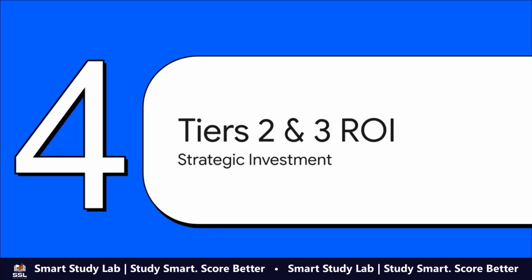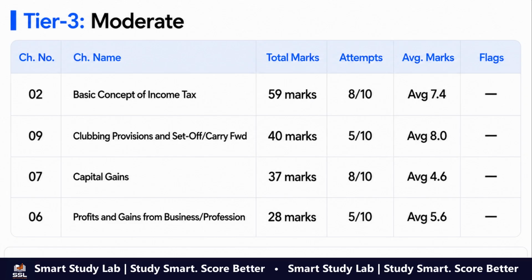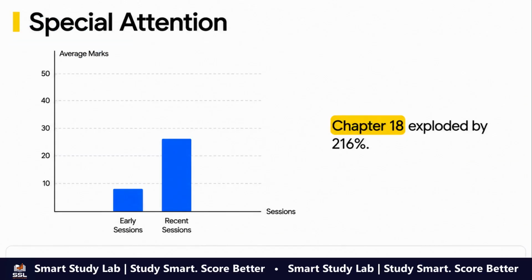All right, Section 4, Tiers 2 and 3 ROI. Let's move on to where strategically investing your remaining time is going to give you the absolute best returns. Here's your next layer. Tier 2 contains chapters 13, 16, and 20. These are your high-value chapters. You are going to study these right after your Tier 1 foundation is rock solid. Chapter 13, by the way, is specifically important for direct tax compliance. Then you've got Tier 3, which includes chapters 2, 9, 7, and 6. These have a moderate impact on your score. Your main goal here is just one really thorough, solid revision for each. Nothing crazy.